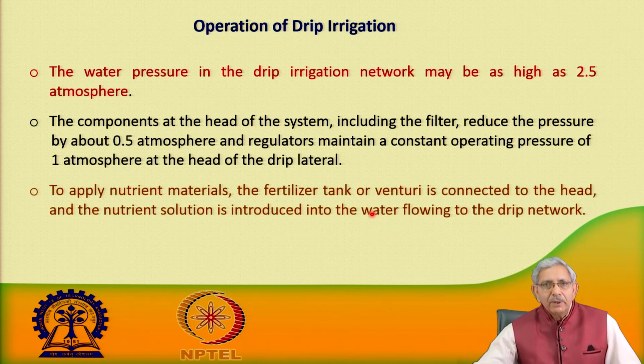When we want to operate the drip irrigation system, it is seen that the water pressure in the drip network may be in the order of 2.5 atmosphere, and one should see that when water is supplied from a drip emitter, it should have an operating atmospheric pressure of 1 atmosphere.